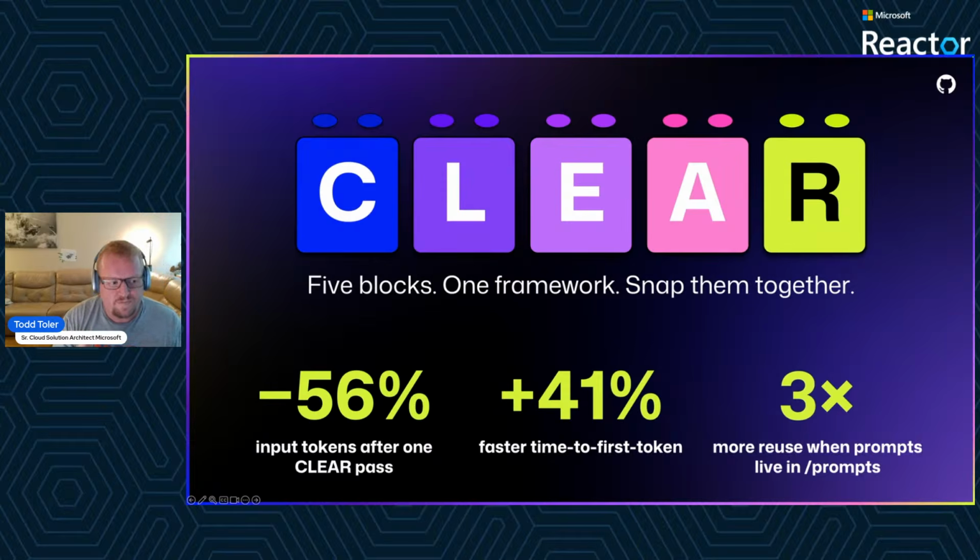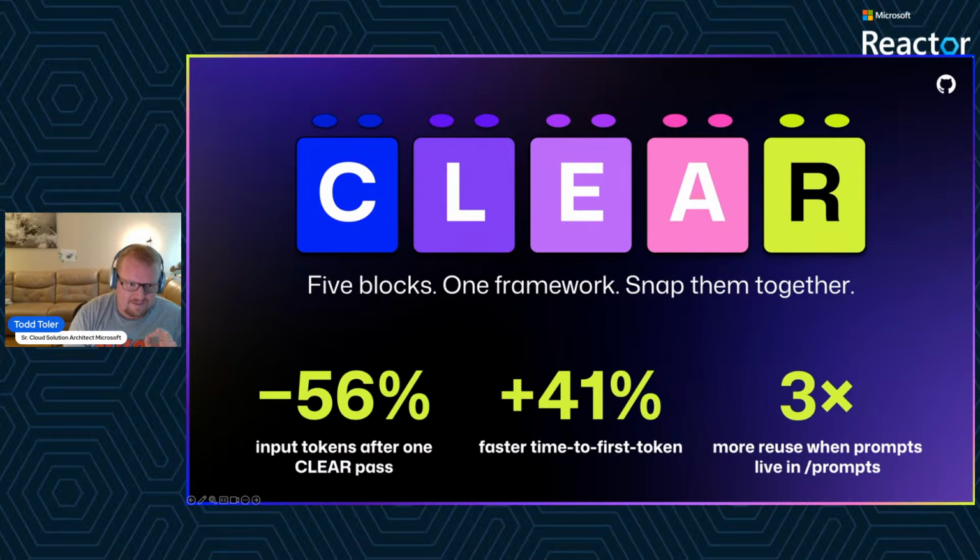So here's my one ask: use these every day for a month, until you delete the word please automatically. Master the basics first. The advanced patterns later on in this session will only pay off once this is reflexive in your thinking, once it's become part of your muscle memory. It's important to think about. As you can see, with input tokens, you can lose about 56% off just one CLEAR pass, and that 41% faster time to first token is really important. There's also more reuse when prompts live in your /prompts folder. We'll get into that.